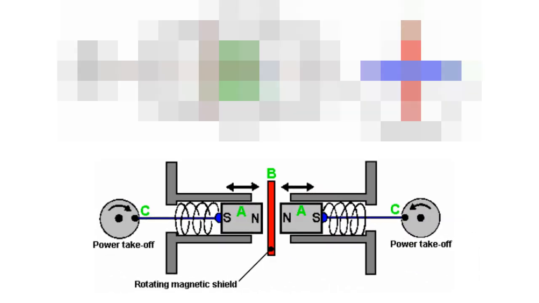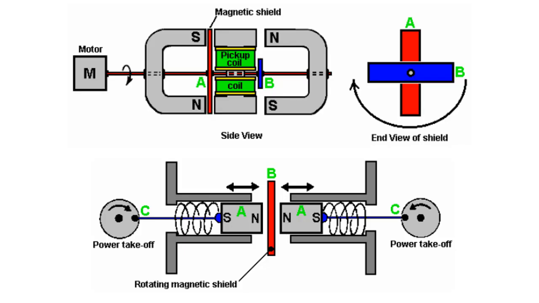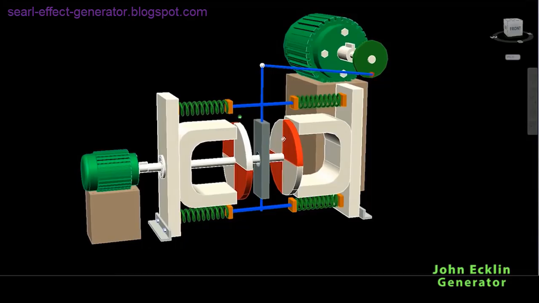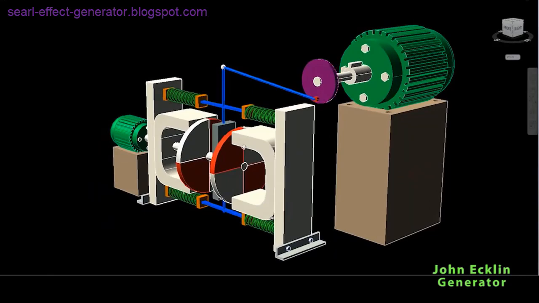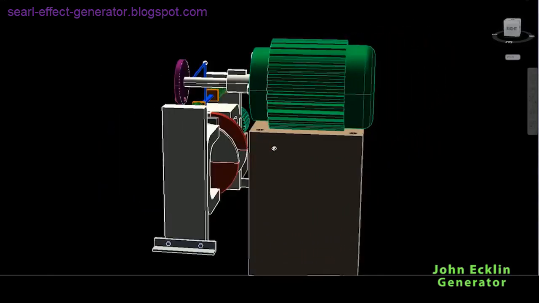John Ecklin's magnetic shield device has gained fame for its unique approach to harnessing magnetic potential energy. Despite its popularity, there seems to be a lack of comprehensive explanations available on platforms like YouTube, leaving enthusiasts and researchers wanting a clearer understanding.